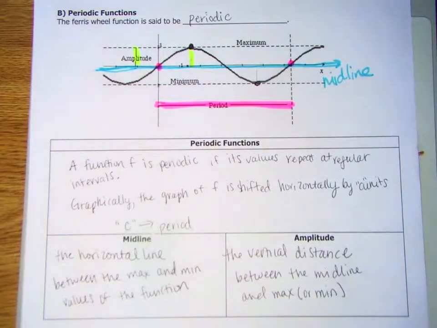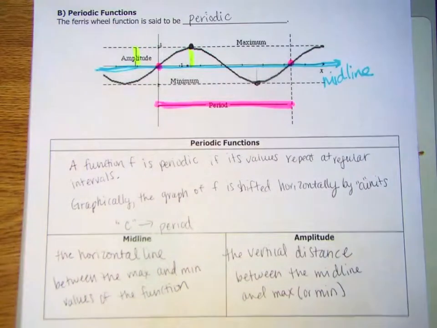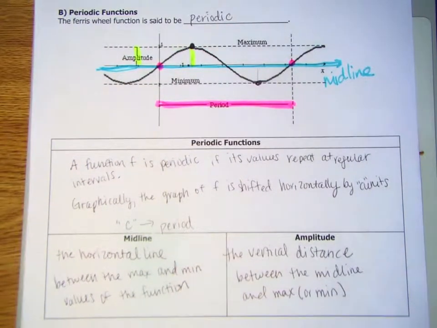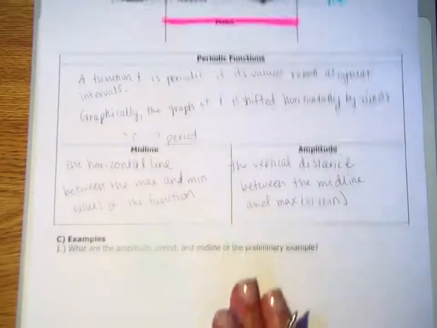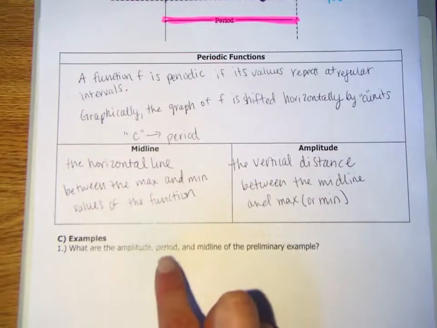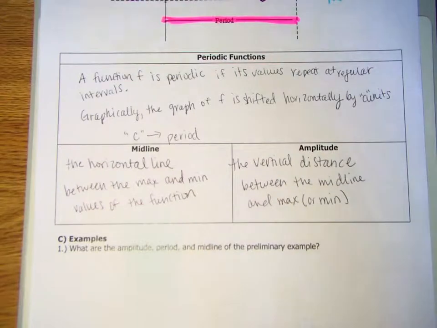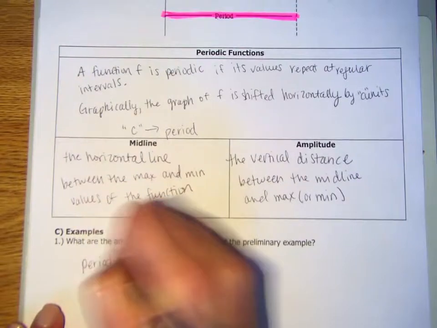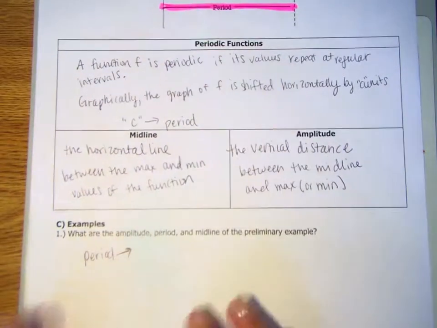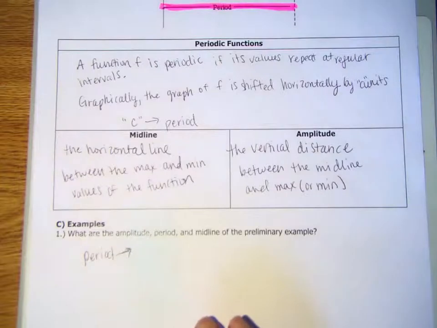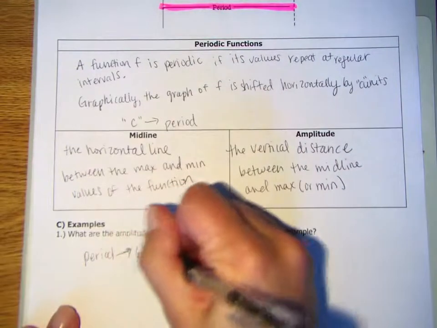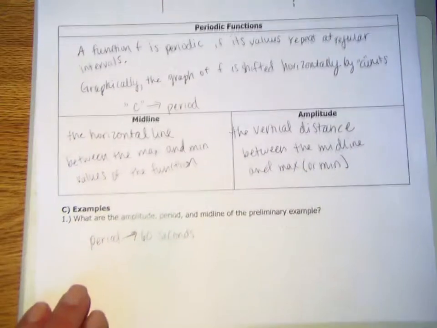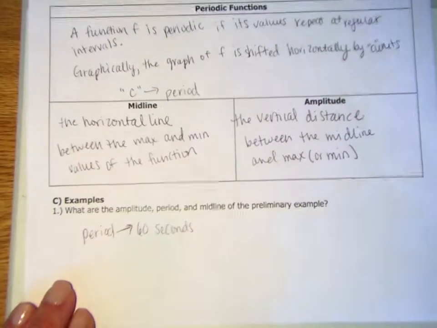So what I want us to do is to think back to that Ferris wheel example. And I want us to identify the amplitude, the period, and the midline of that Ferris wheel example. So first of all, what's the period? This is the amount of time, remember, it takes to get from the start back to the start. Raise your hand. Haley? 60 seconds, exactly. In terms of that Ferris wheel, it's essentially how long one revolution is.